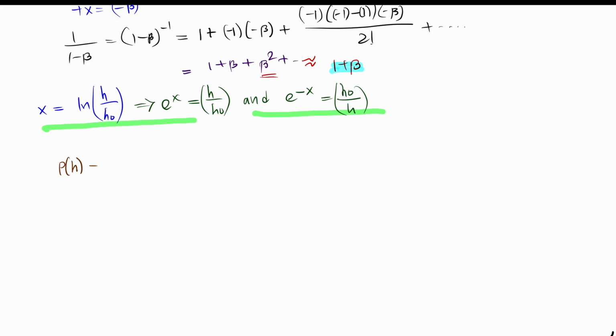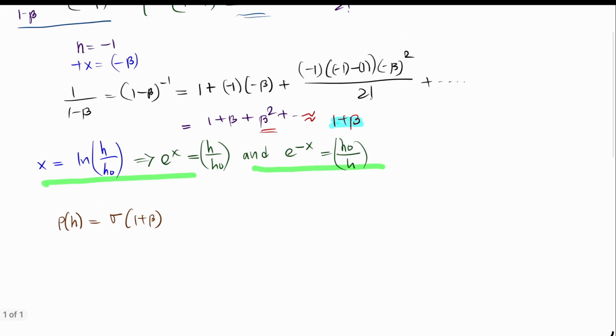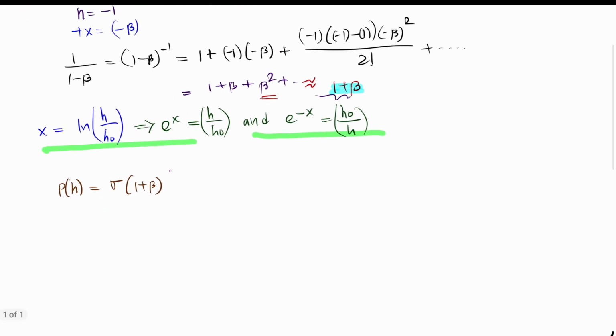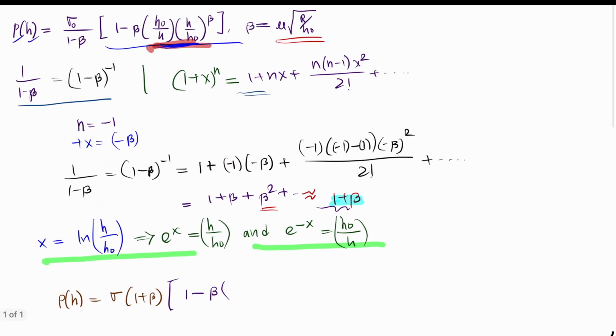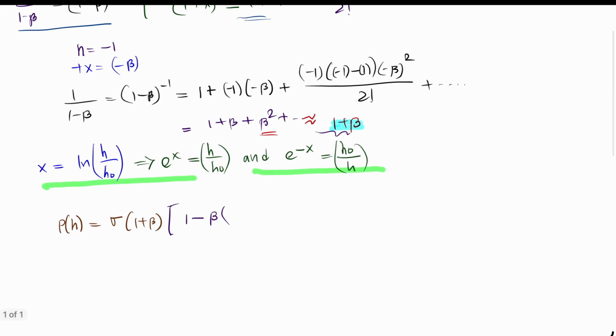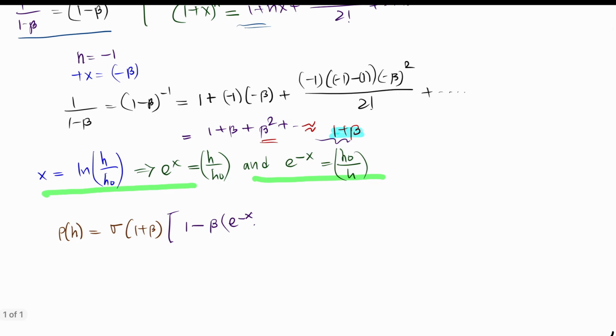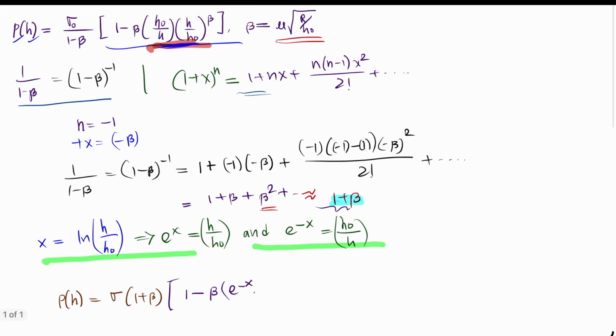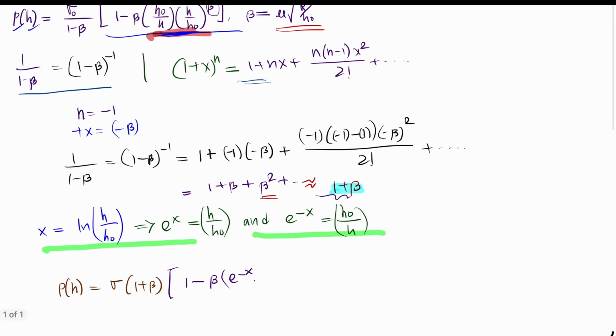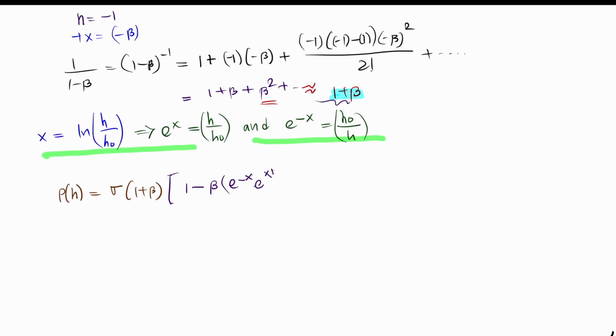Now our equation became, after approximation, p h equals sigma 1 plus beta. I'm using this result here. Then I get 1 minus beta, then I have h naught divided by h, which is e raised to minus x, correct? Then I have h upon h naught, which is e raised to x. Then I have this beta, right? So I get e raised to x, then beta, like this. This is the change that I made by using this substitution.